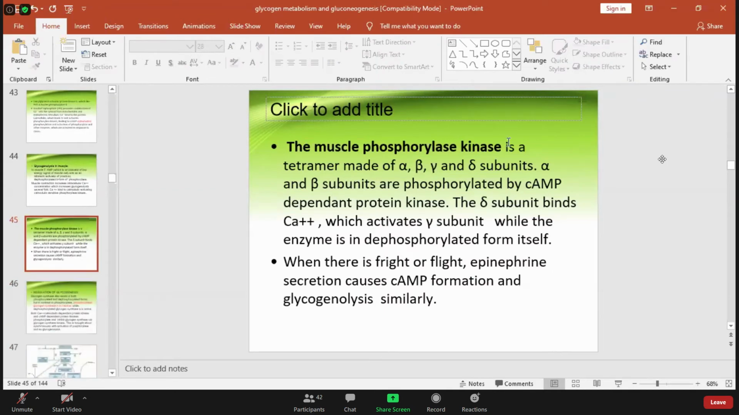This muscle phosphorylase kinase is a tetramer made of alpha, beta, gamma, and delta subunits. Alpha and beta subunits are phosphorylated by cyclic AMP dependent protein kinase. The delta subunit binds calcium ions, which activates the gamma subunit, while the enzyme is in dephosphorylated form itself, and then activates phosphorylase kinase. So in fright or fight, epinephrine secretion causes cyclic AMP formation and glycogenolysis.